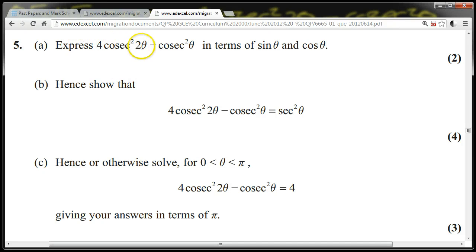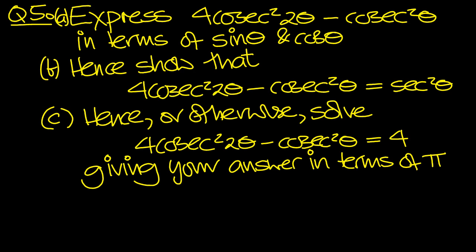Express 4 cosec squared 2 theta minus cosec squared theta in terms of sine theta and cos theta. Hence, show that 4 cosec squared 2 theta minus cosec squared theta equals sec squared theta. Hence, or otherwise, solve for theta between 0 and pi this equation here equals 4, giving your answers in terms of pi. So let's have a look at the question then. Here it is here in summary form.